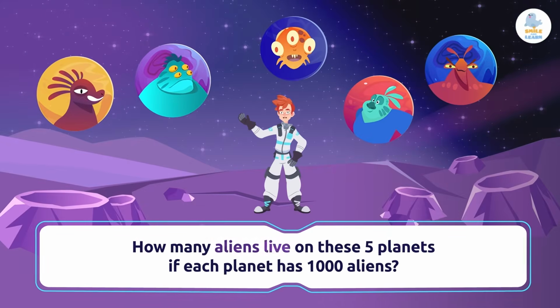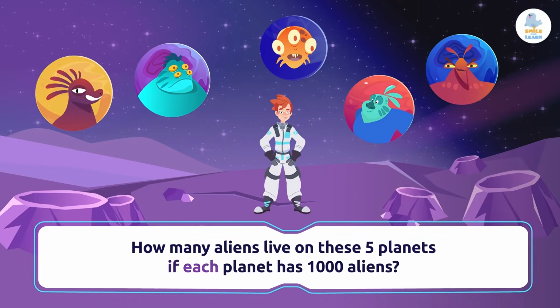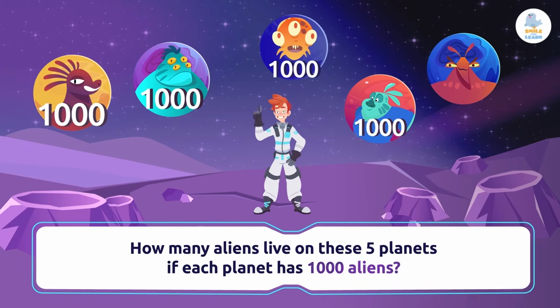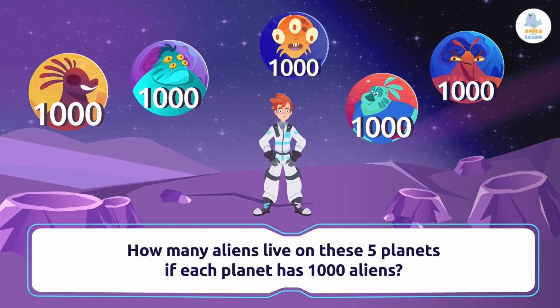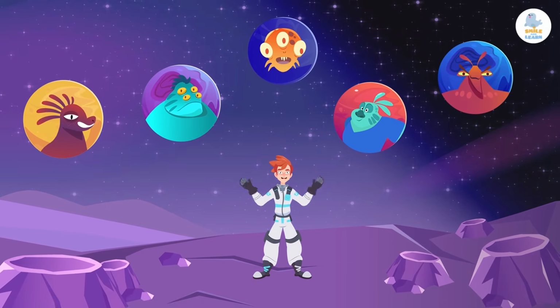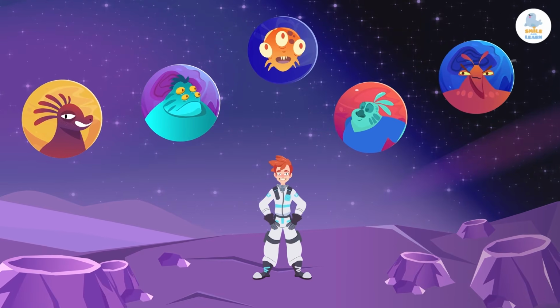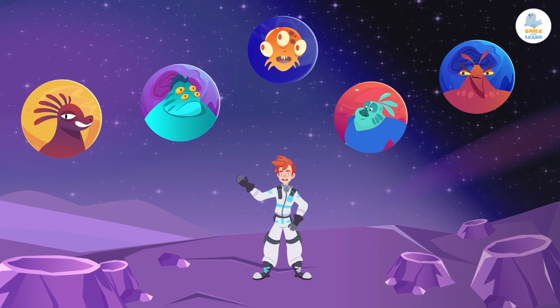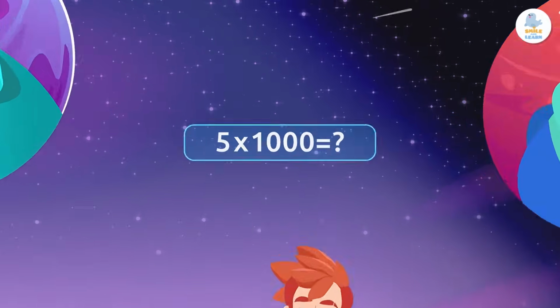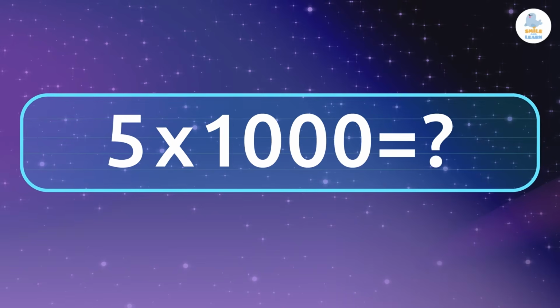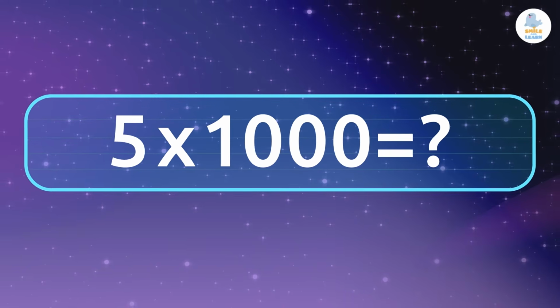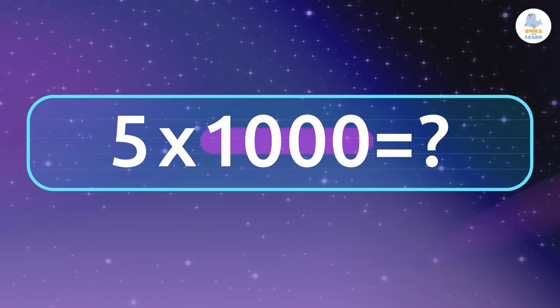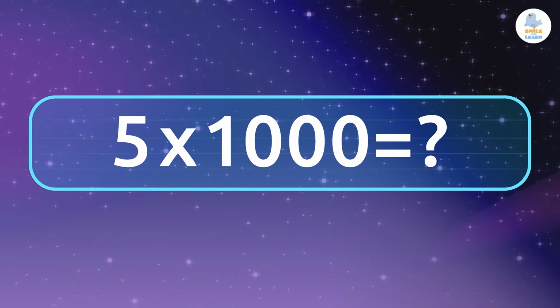How many aliens live on these 5 planets if each planet has 1,000 aliens? On to the third trick. How do we quickly multiply by 1,000? If 1,000 aliens live on each of these 5 planets, we have to multiply 5 times 1,000 to find the total number of aliens.